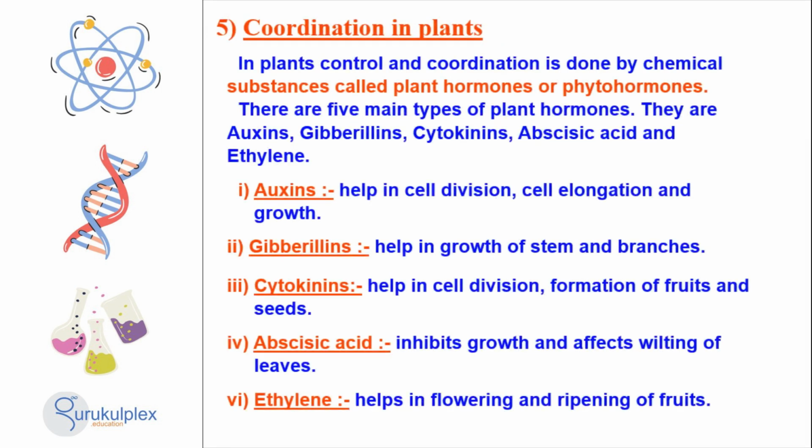Plants rely on hormones to regulate and control various activities. Auxins influence cell division, elongation, and growth, while gibberellins help in the growth of stems and branches. Cytokinins play a role in cell division and the formation of fruits and seeds. Abscisic acid contributes to wilting of the leaves and inhibits growth, and ethylene triggers flowering and ripening of fruits. Each one of these hormones is necessary for proper control and coordination in plants.